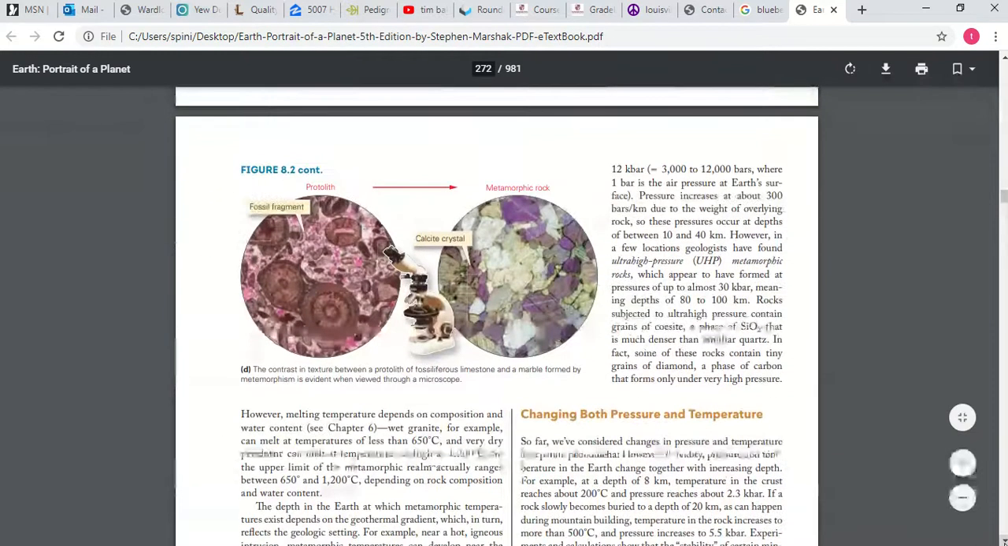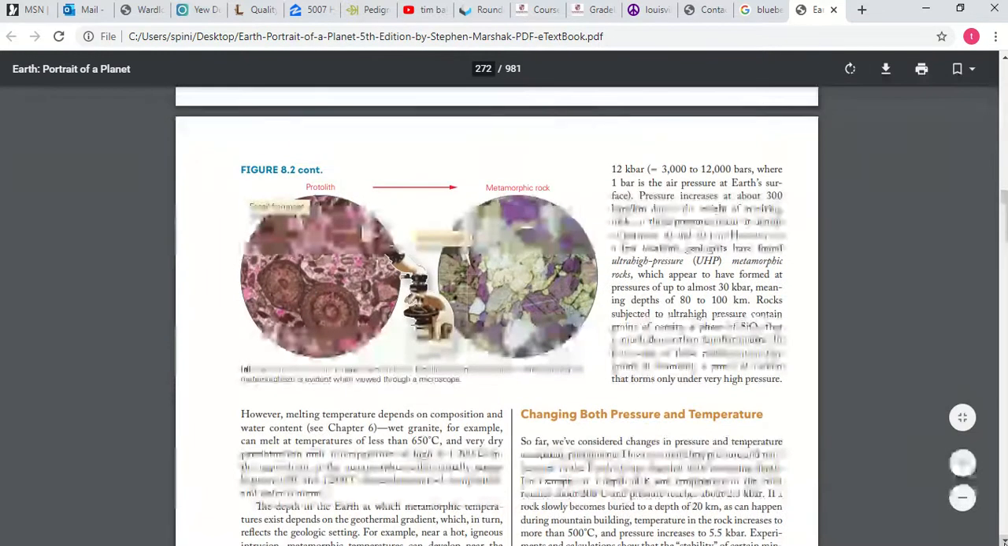So this heat actually can affect the crystals themselves. And so that's why I said these rocks would be interesting if we could look at them through a microscope, because we could see this recrystallization, this reformation. Here you can see two different rocks, the protolith, the first rock, which was probably a sedimentary rock because we have fossils, right?